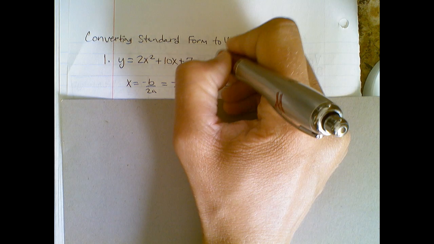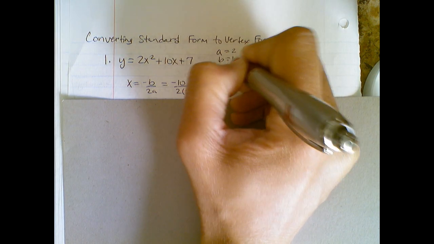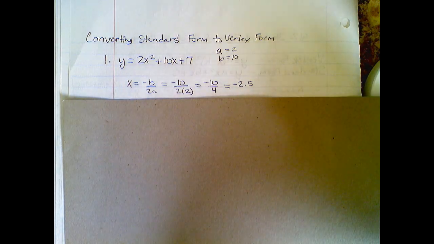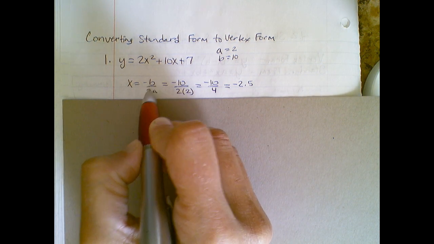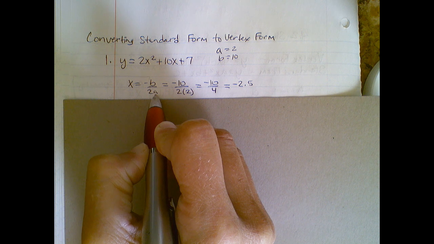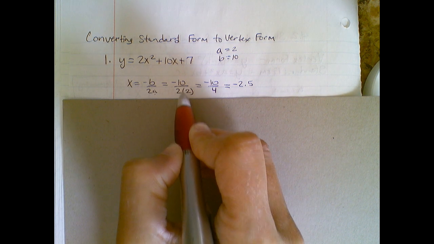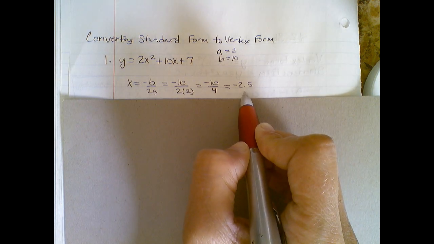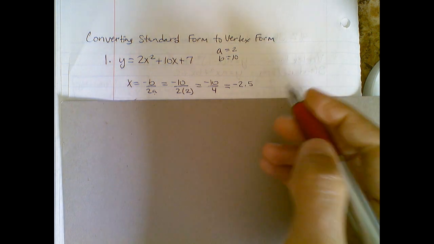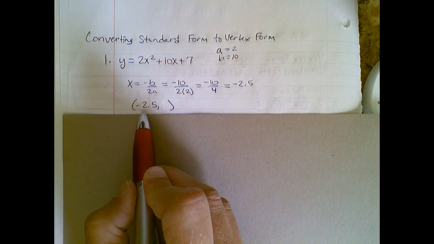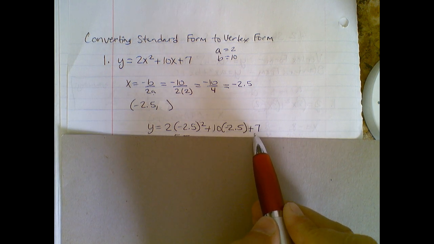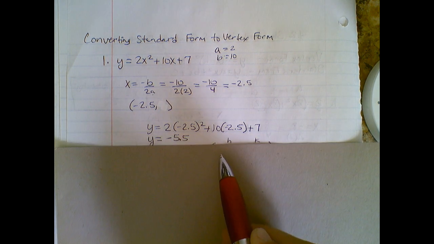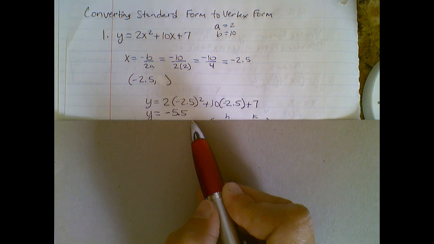So our a is 2, our b is 10. We don't need our c, which would be 7. We plug that in, so we have negative 10 divided by 2 times our 2. Simplify that down, so we get negative 10 divided by 4, which is negative 2.5. So that's going to be our x value. And then we're going to plug that into our equation, and we're going to solve for our y value. So we simplify this down, we get negative 5.5.